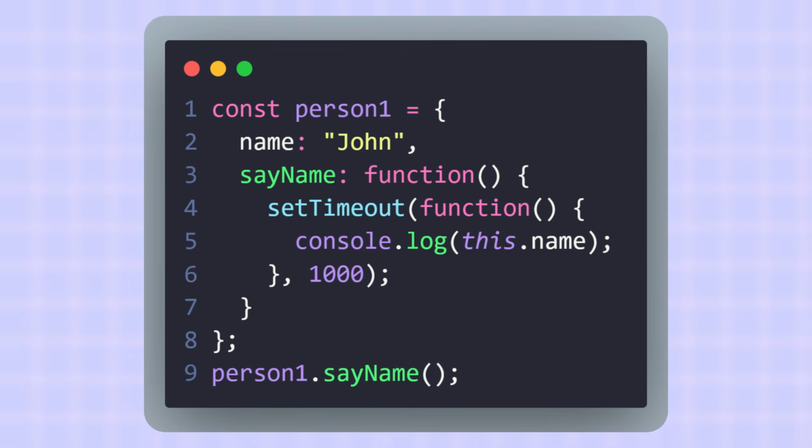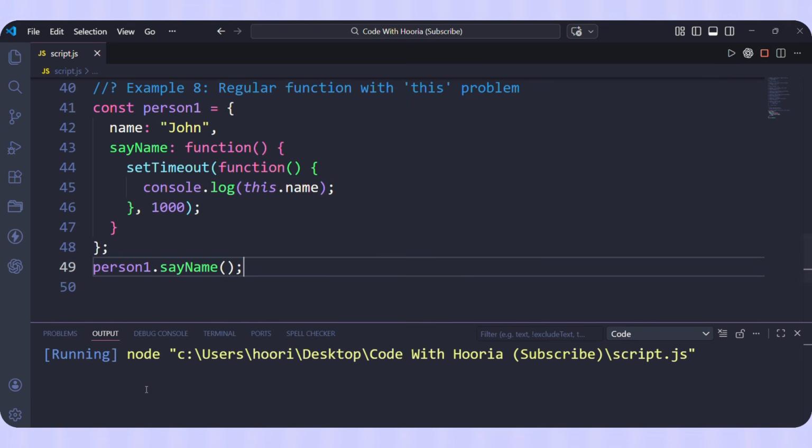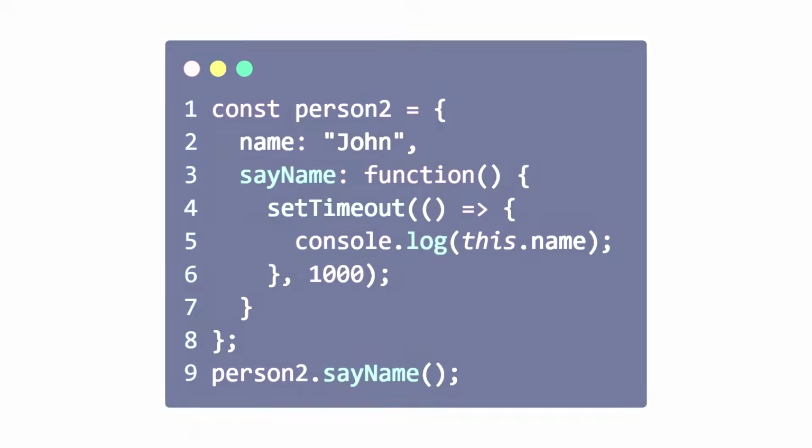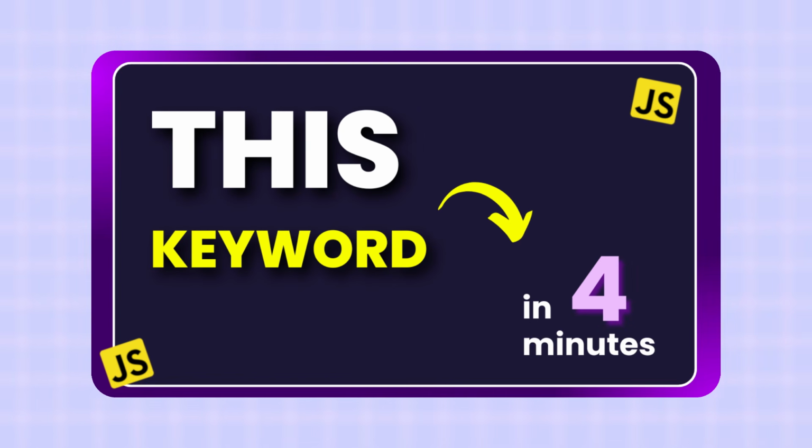I'll create an object with a name and a method that uses setTimeout. This prints undefined because the function inside setTimeout loses the context. But with an arrow function, it works perfectly. The arrow function inherits this keyword from sayName, which refers to the person object. If you watched my video on the this keyword, you will see why arrow functions make this so much easier.